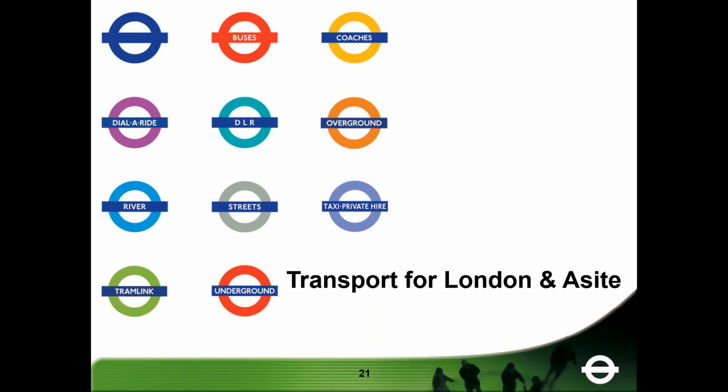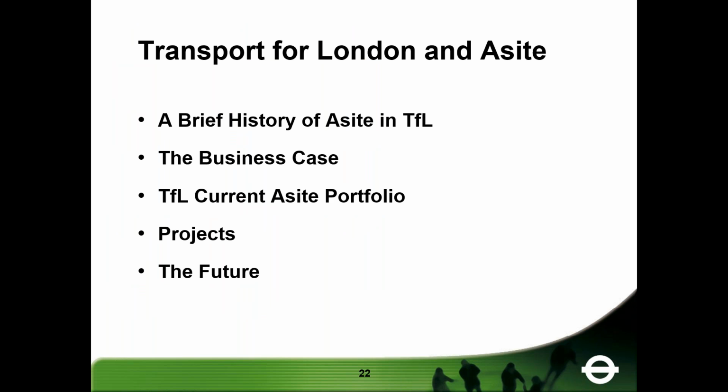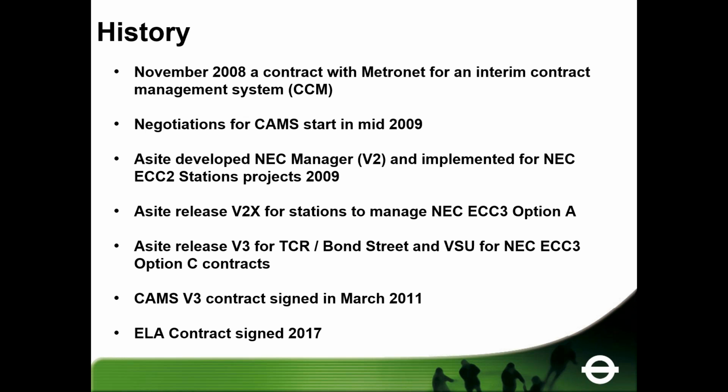So moving on to why Transport for London use us and what they use Asite for as a platform. Just to give you a brief history of Asite in TfL, we'll look at the business case, what we're currently doing with the teams and the clients, projects that we're working with, and what we're looking to do going forward. So in 2008, we had a contract with what was then known as Metronet, which is no longer. We had an interim contract to manage their contracts through the platform.